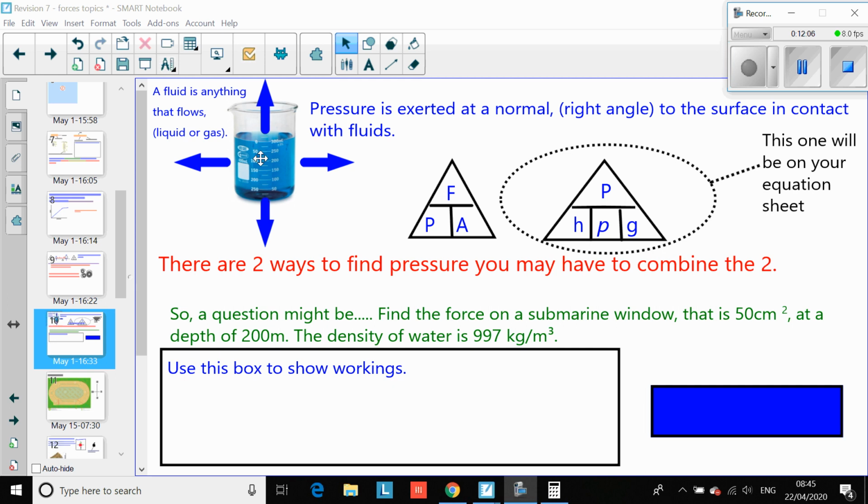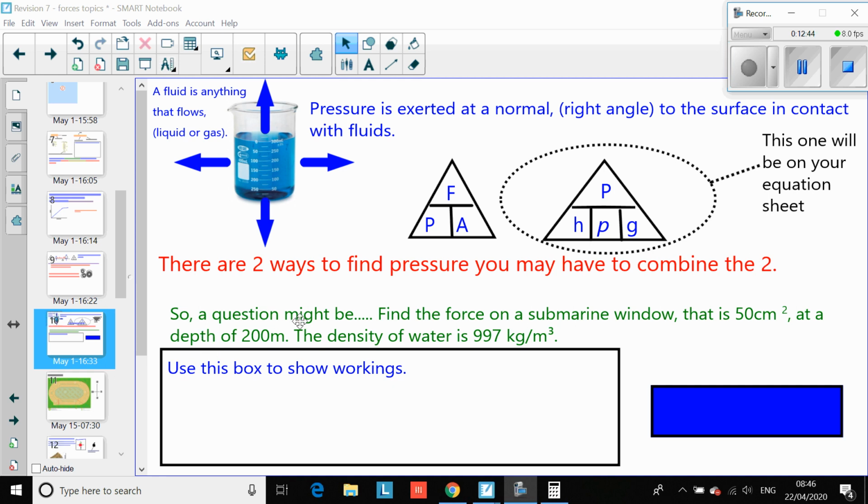Now, there are two equations which relate to pressure, and again, it might be the fact that you have to do a combination of two. This is the one you're expected to remember. It was on the equations earlier. Force, pressure, area. That has to be in your brain by next year. This one is on your equation sheet. So pressure can also be worked out by height or depth times the density of a liquid. You'll note that's an italic rho, not a normal p, times gravity. So there are two ways to find pressure, and again, you may have to combine the two.